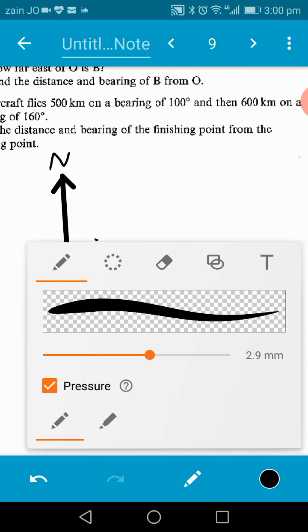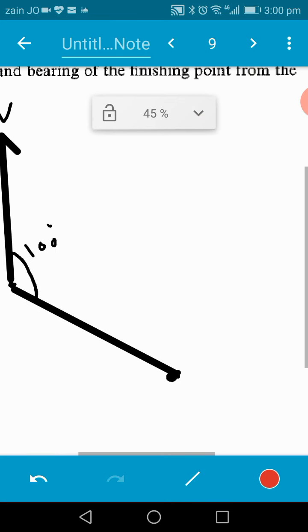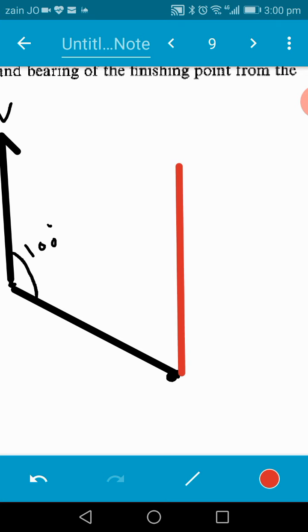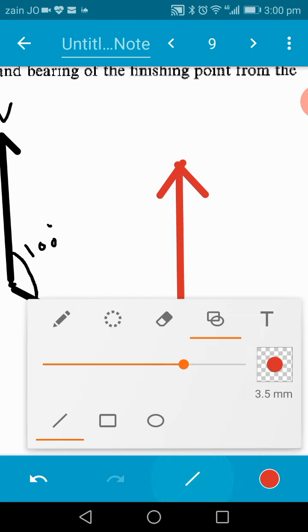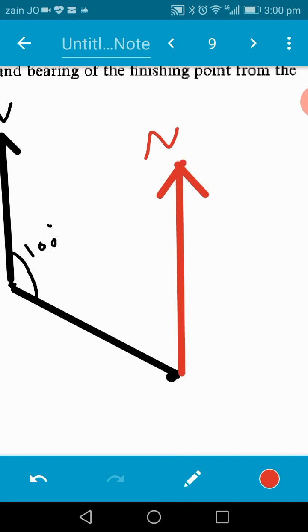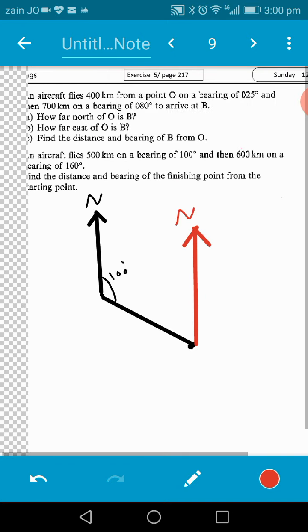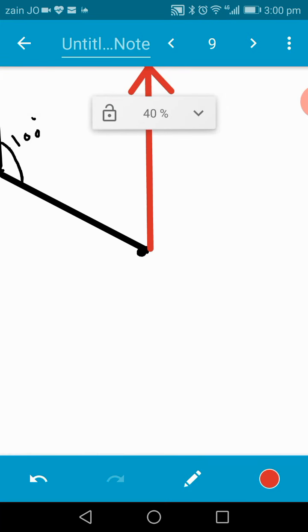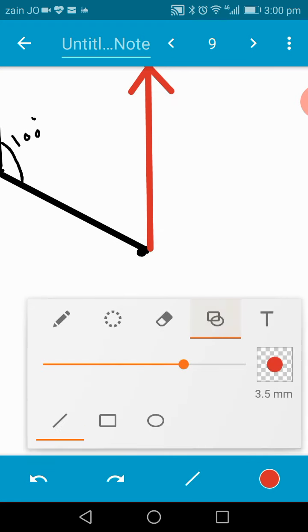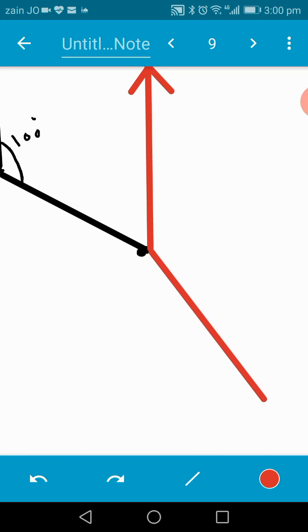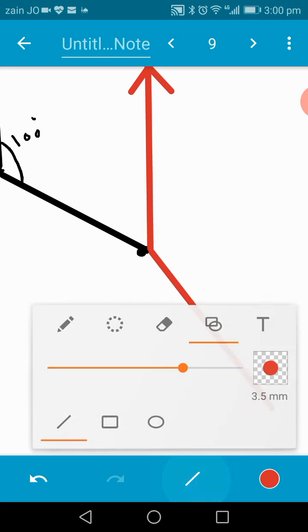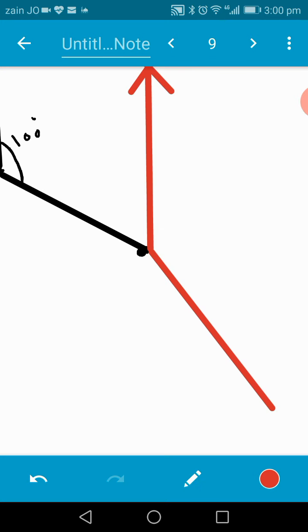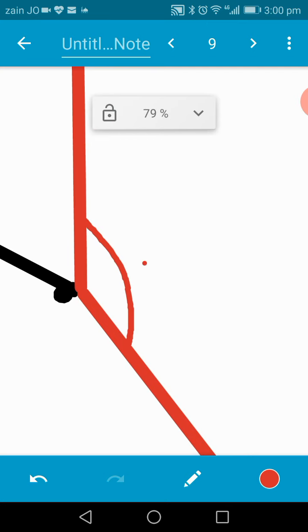So again, draw the north, a new north. We use it here. Now north from this point, this is the north. And from this north, draw the angle 160. 160 is also an obtuse angle but bigger than 90, so you can draw like this. Let's draw it as a straight line. Now this angle is 160.